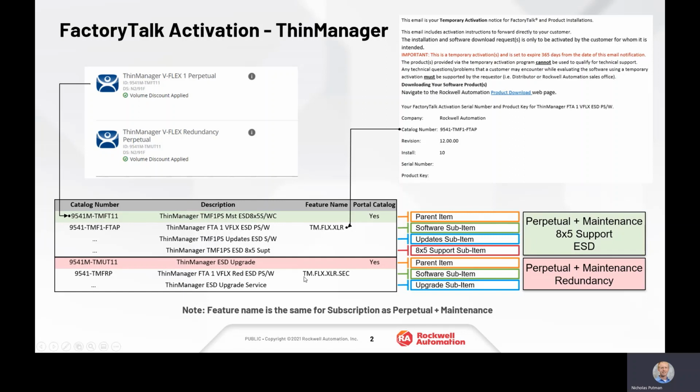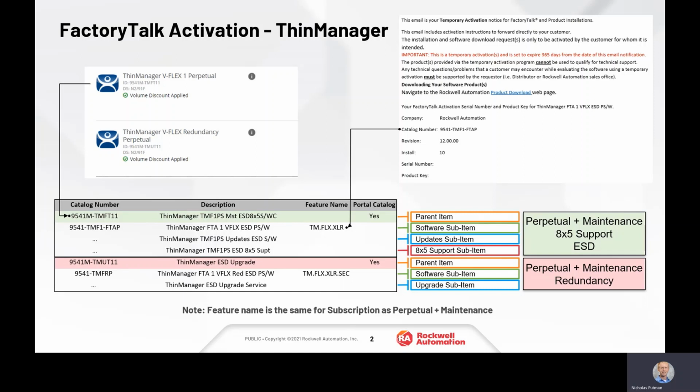However, when we install the software, there's going to be a feature name. That's what we're going to see in FactoryTalk Activation. The TM FLX XLR is going to be for the base license, so that's going to be for our VFlex license. That's what we're going to install on our primary server. If we've opted for a redundant solution, we're going to install the TM FLX XLR SEC for secondary. That's going to get installed onto our secondary or redundant server.